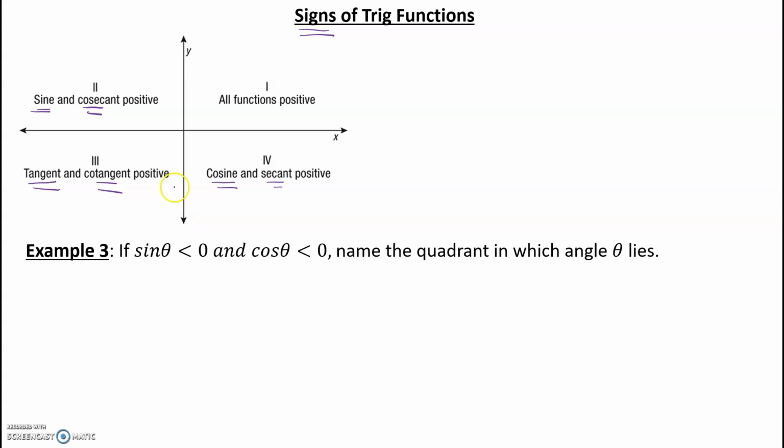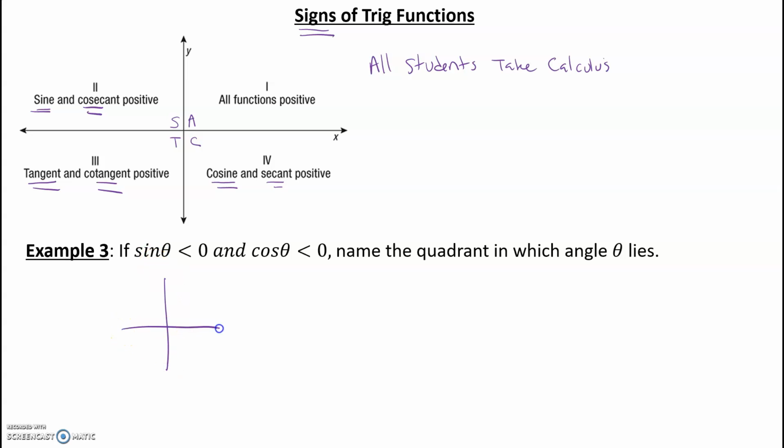A good way to remember this, because you don't always have this, it's A, S, T, C. All students take calculus. So if you want to remember which ones are positive, just remember all students take calculus. So here, all of them. Here's sine and cosecant. Here, tangent and cotangent. And here, cosine and secant.